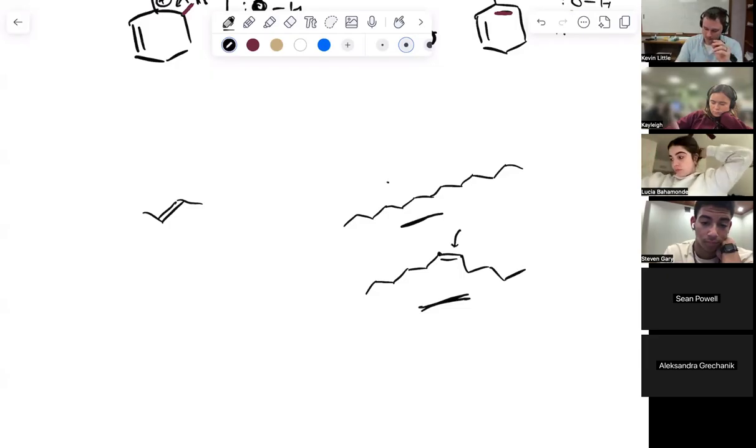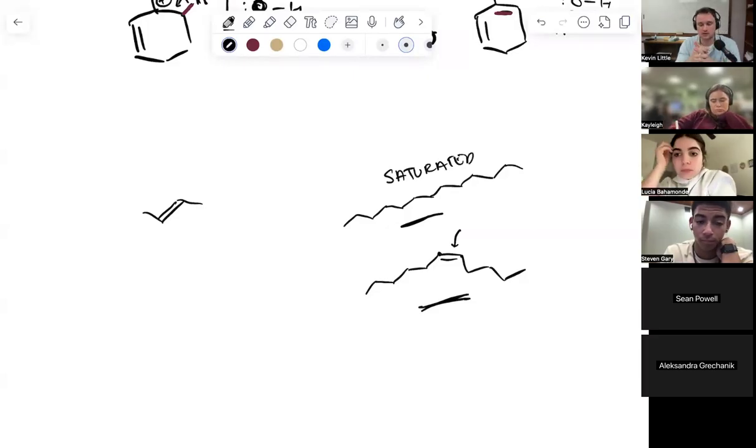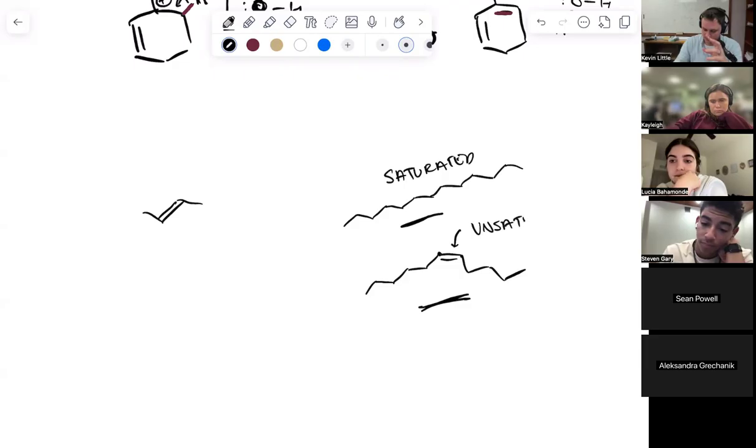So I would say that this top one is saturated with carbons. Or sorry, with hydrogens. This is unsaturated. Oh, that's what that means. Yes, it has to do with not having its full amount of hydrogens. So this is a saturated fat versus an unsaturated fat. This would be a monounsaturated fat.